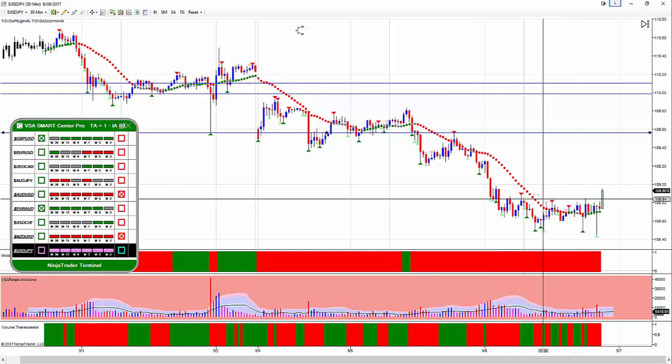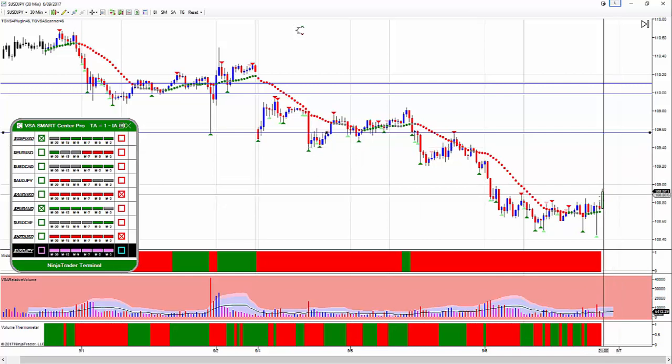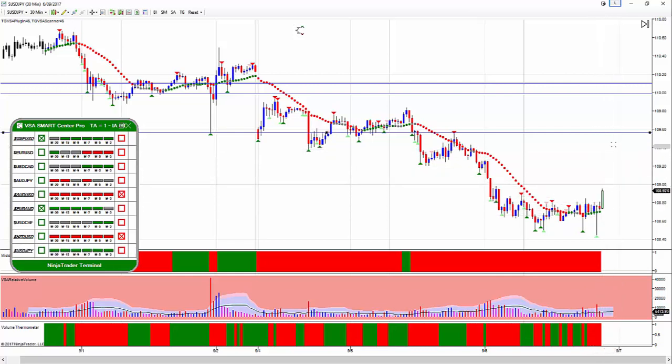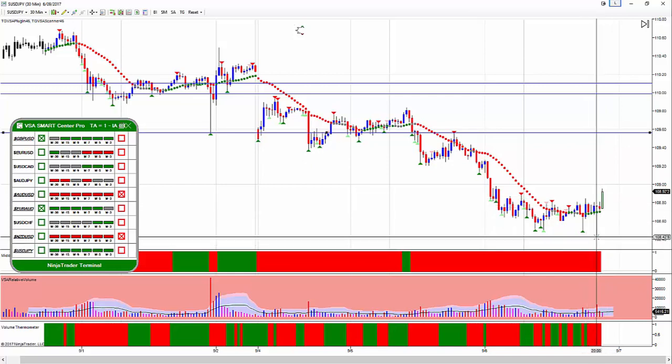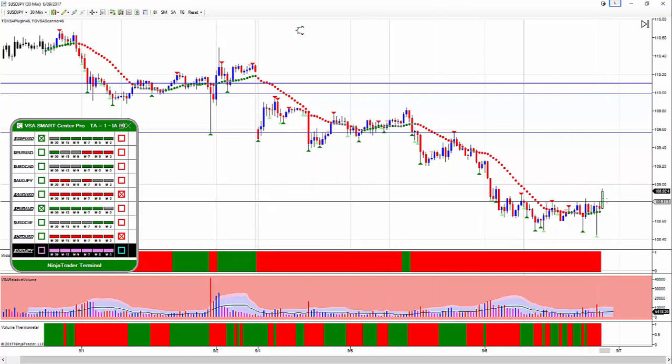Now it looks like it wants to push its way back. I won't be surprised if it does push its way back up to this trigger level right here at around about 109.55. We'll see how it plays out, but we did get ultra high volume here, so a test in a rising market. We can certainly see that it is pushing higher.